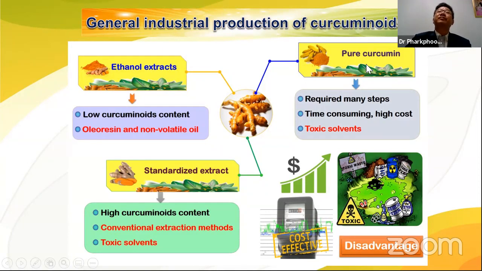And the last one is the pure curcumin. When you buy the pure curcumin, you think that it should be pure, but in fact, it's not pure. It still contains three major curcuminoids. When you check with TLC, it will contain curcumin, demethoxycurcumin, and bisdemethoxycurcumin, but the curcumin content will be the highest. This kind of extract still requires many steps for purification, and the cost of production will be higher, and it also uses toxic organic solvent. So overall, the curcuminoid extracts in the market still have this disadvantage in terms of the use of toxic solvent and also the cost of production.